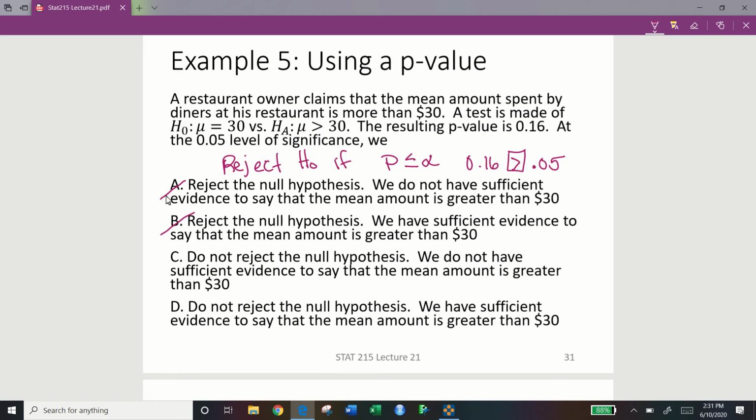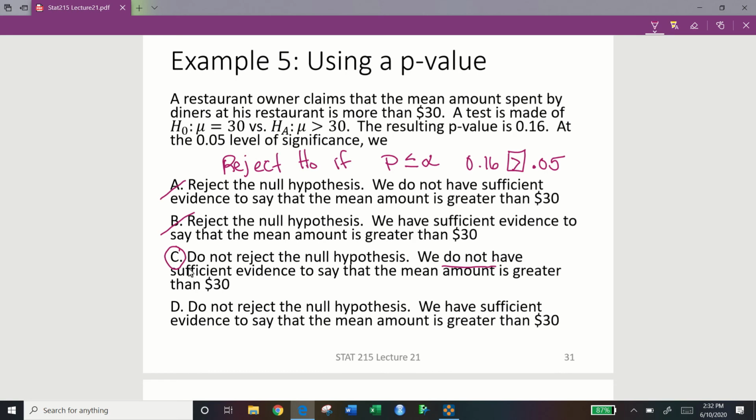Our second statements are almost the same. The only difference is whether we have or have not sufficient evidence. Notice our null hypothesis says things are equivalent. The alternative hypothesis says things are greater than. We have not rejected the null hypothesis. The null hypothesis says things are the same. This means we do not have sufficient evidence to say that the mean amount is greater than $30.